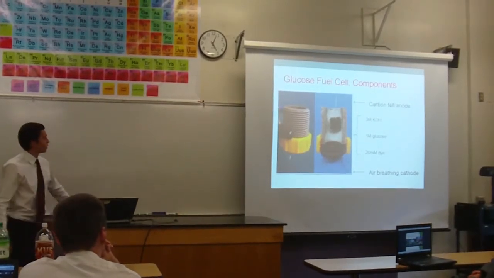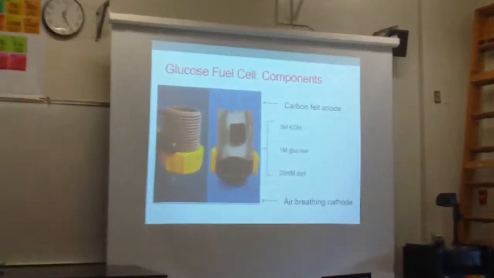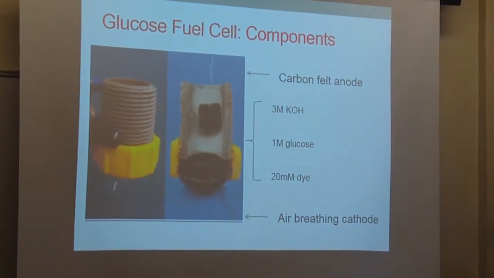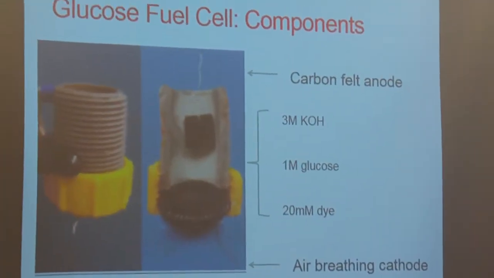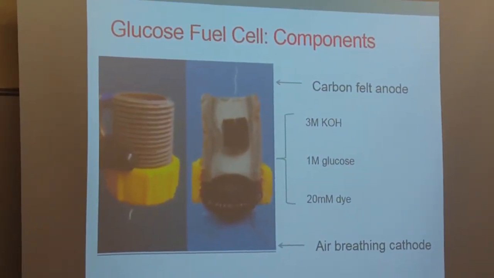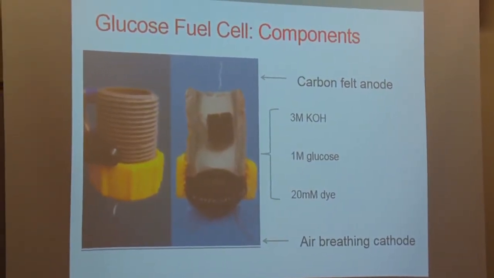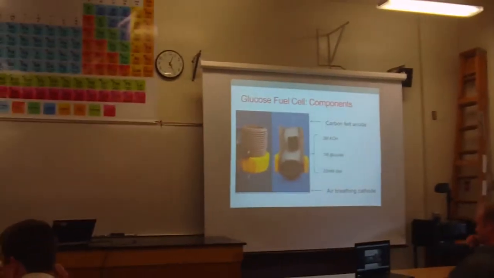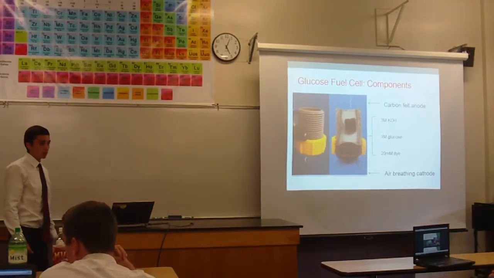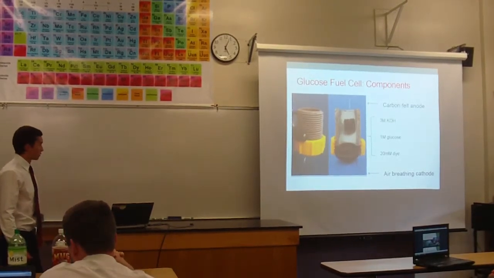Okay, so these are the components of the glucose fuel cell. That's what it looks like. Those parts were just purchased right here at Ace Hardware and put together. The carbon-filled anode and the MnO2 cathode were purchased online at Sigma Aldrich, I think, as well as the dyes and the platinum wire. At the top, as you can see, we have the carbon-filled anode, and at the bottom, we have the air-breathing cathode. It's called air-breathing because it's open to the air, and that's how oxygen is able to get in and get reduced for the fuel cell purpose.